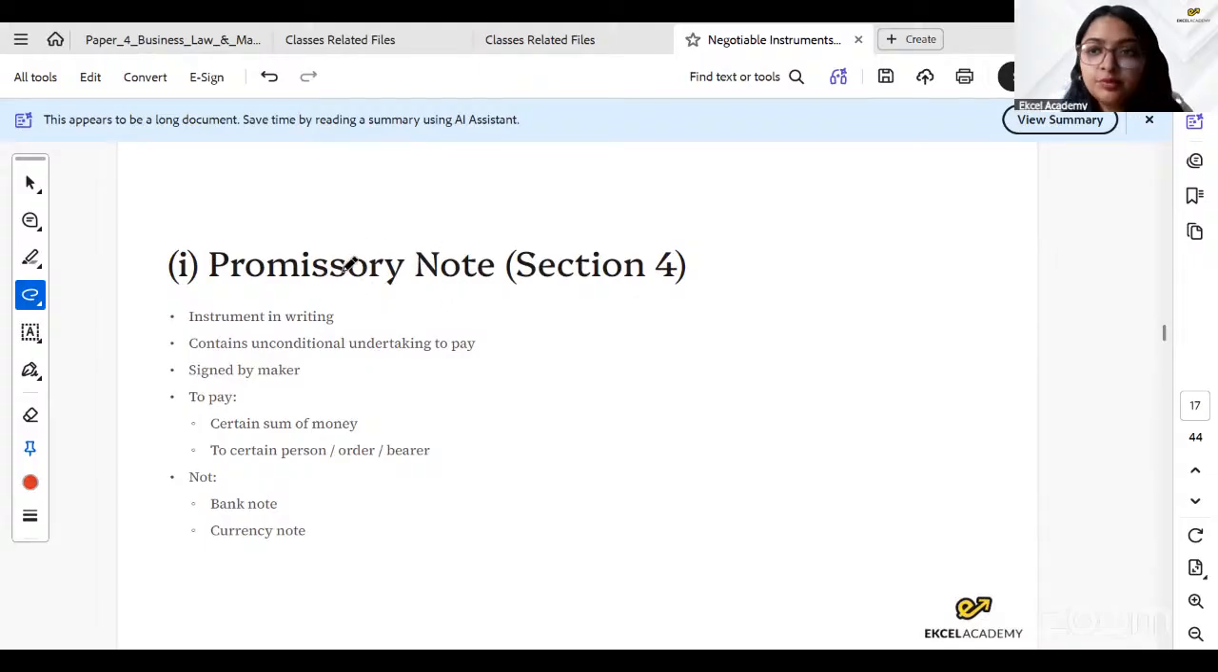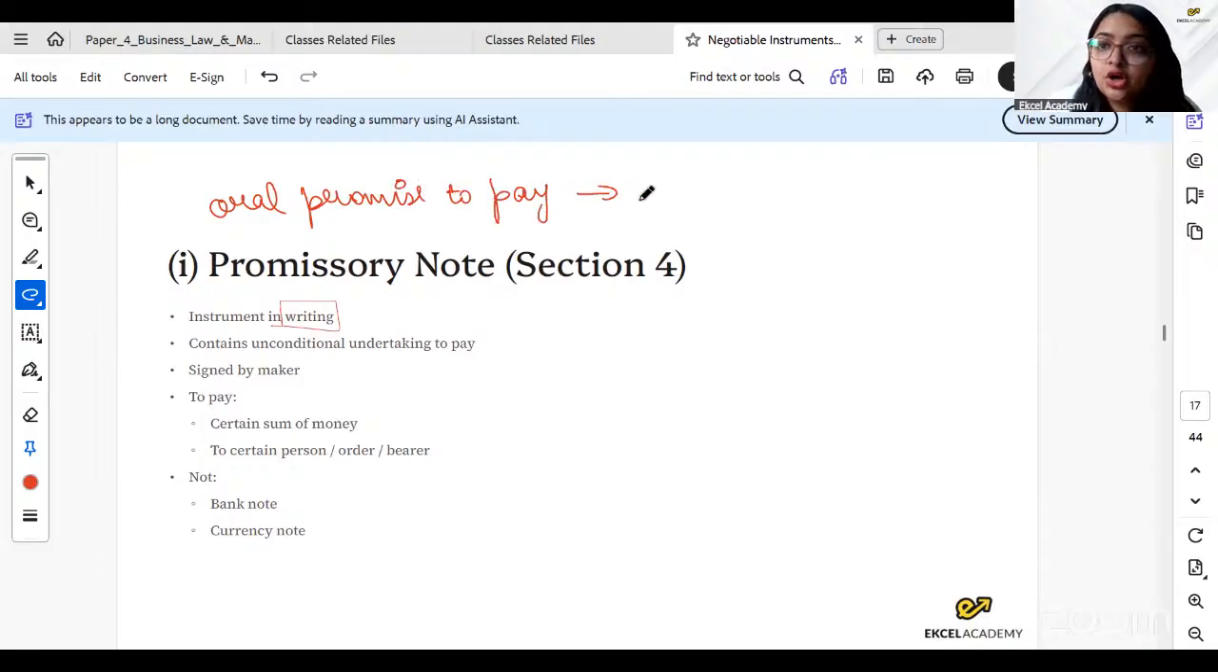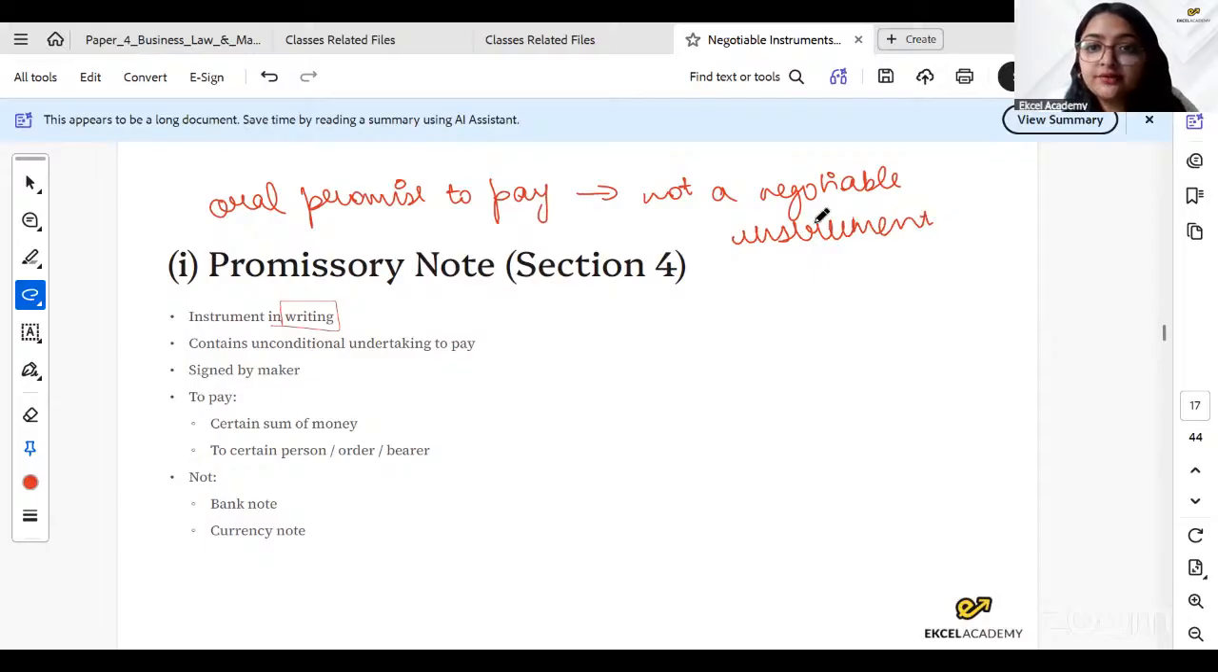So firstly, we have our promissory note, which is an instrument in writing. Please pay attention to the fact that writing is specified. If I made an oral promise to pay someone, it is not going to qualify as a negotiable instrument. So a promissory note is an instrument in writing which contains an unconditional undertaking to pay.